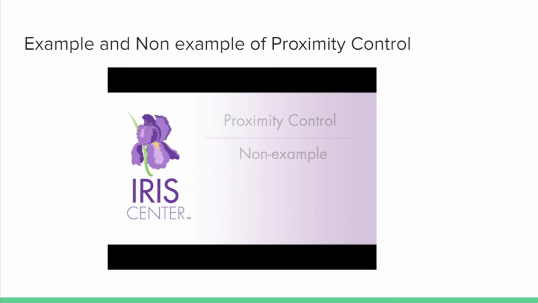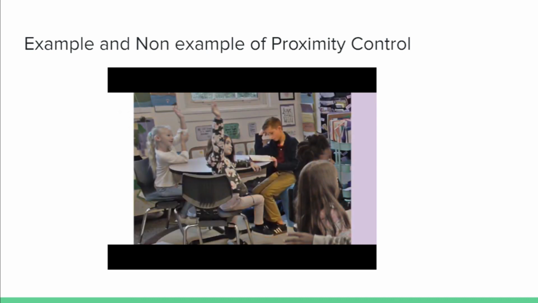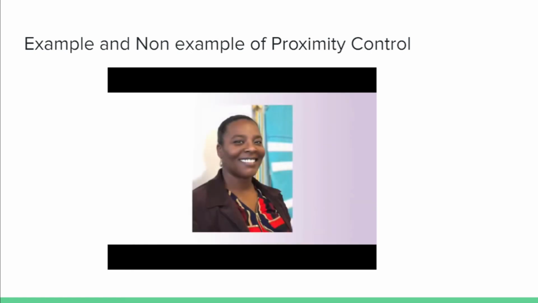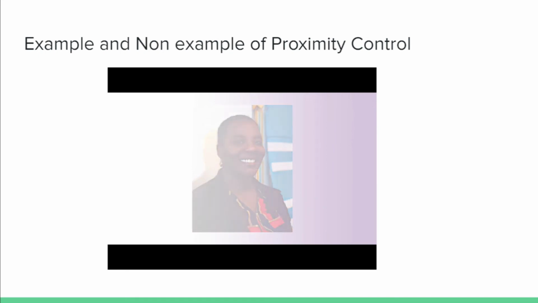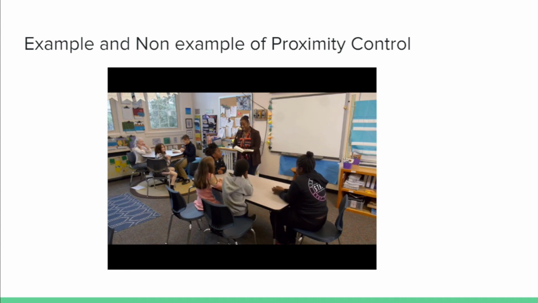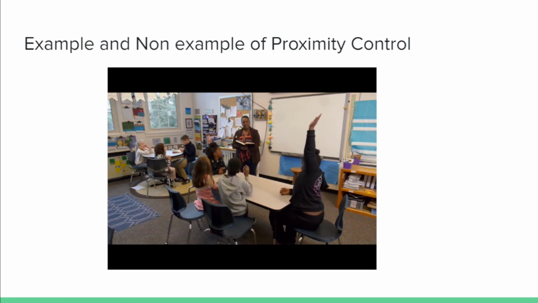When Mrs. D notices that Jeremiah is not engaged during classroom instruction, she attempts to implement proximity control. In this non-example, note how Mrs. D's instruction is interrupted when she engages with Jeremiah. So today we're going to deal with a part of speech called adjectives. Could anyone tell me what an adjective is?